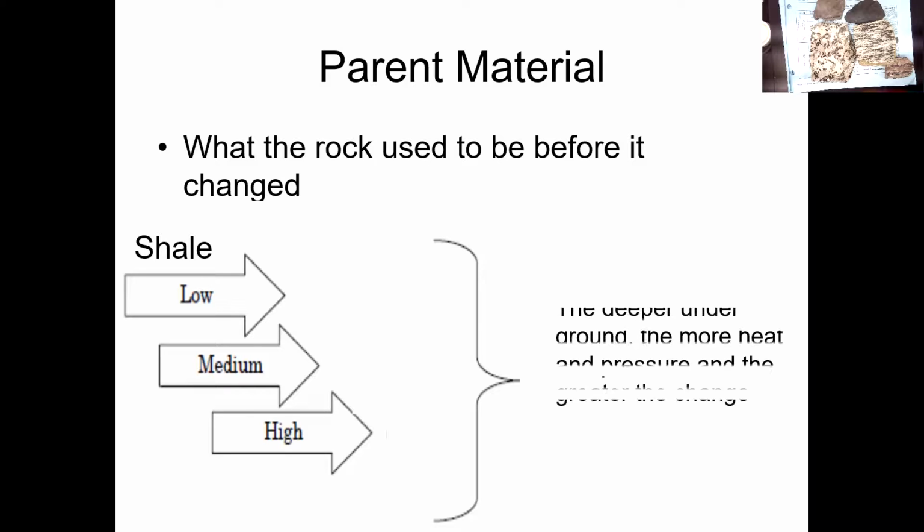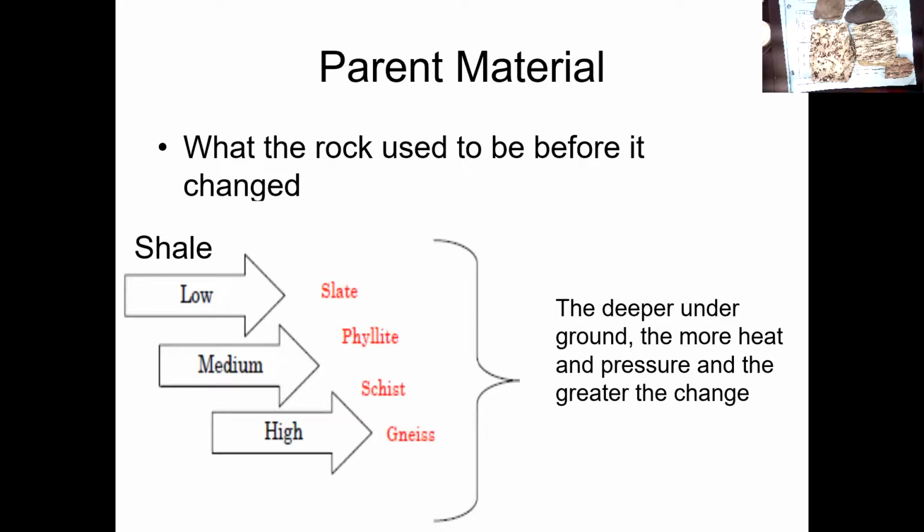And then to finish up those notes, you can add this: the deeper underground, the more heat and pressure, the greater the change. So shale is just changed a little bit from its parent. Phyllite and schist are changed a little bit more, and then gneiss has a major change.